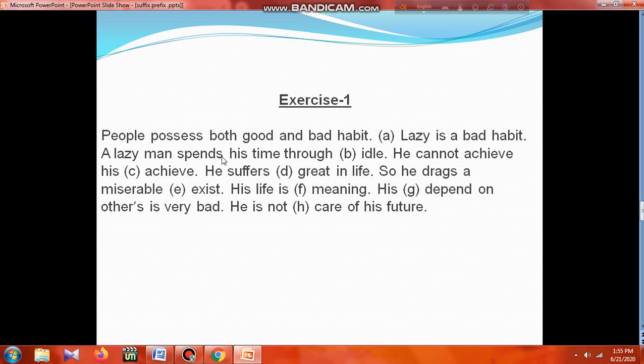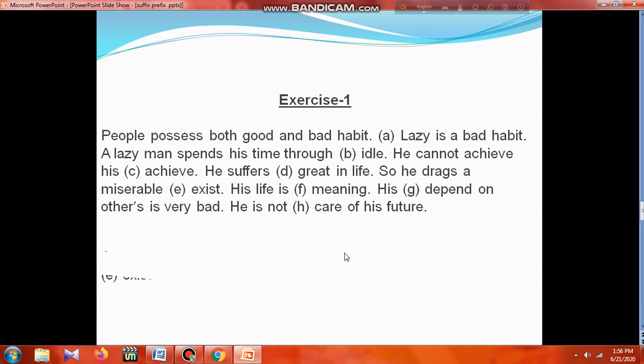A lazy man spends his time through dash. So it will be idleness. He cannot achieve his achievement. So it will be a noun. He suffers dash. It would be an adverb, so it would be greatly. He drags a miserable existence. It will be a noun. And his life is meaningless. It depends on others. It becomes the plain verb. Dependence on others is very bad. He is not careful of his future.